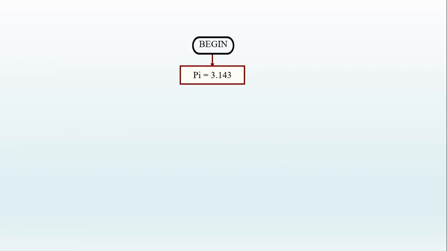Assign 3.143 to a memory location called pi. In other words, this operation or this statement states that: create a memory location called pi and initialize it with the value 3.143. And then once that is done, the program will prompt the user for a radius, and therefore it reads input radius.